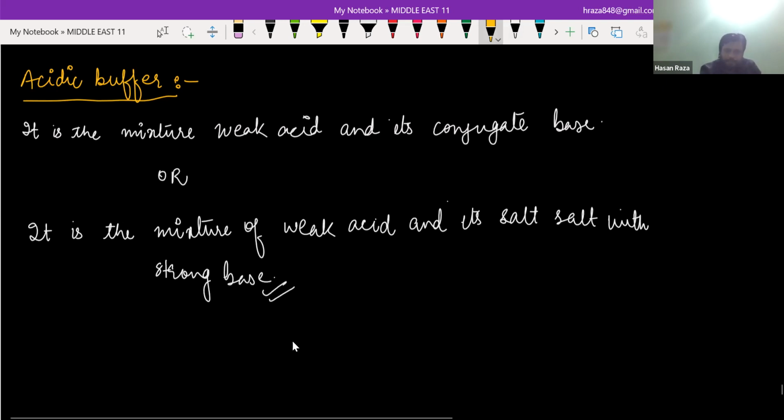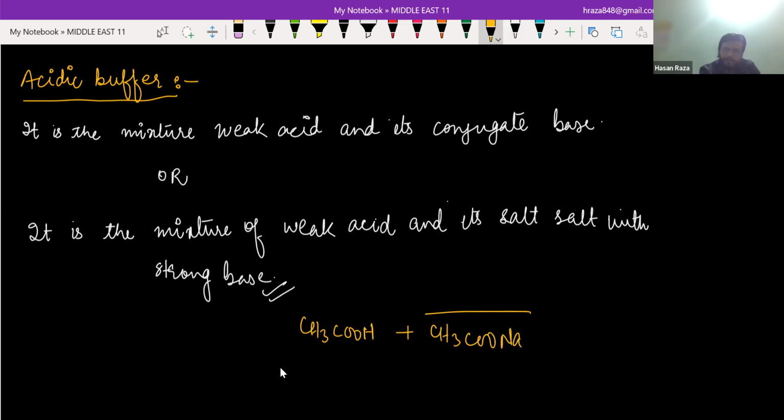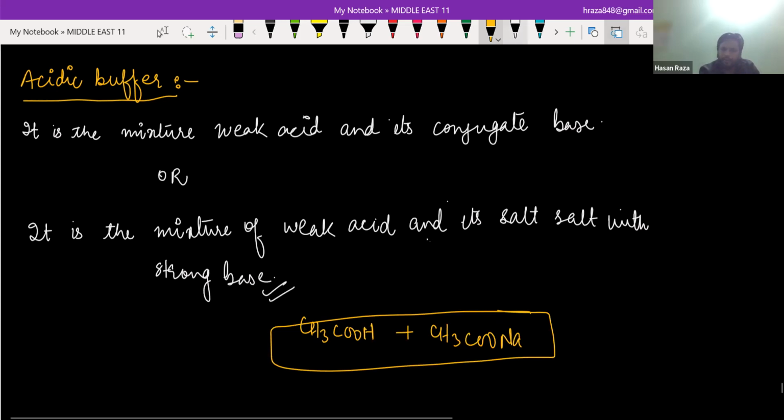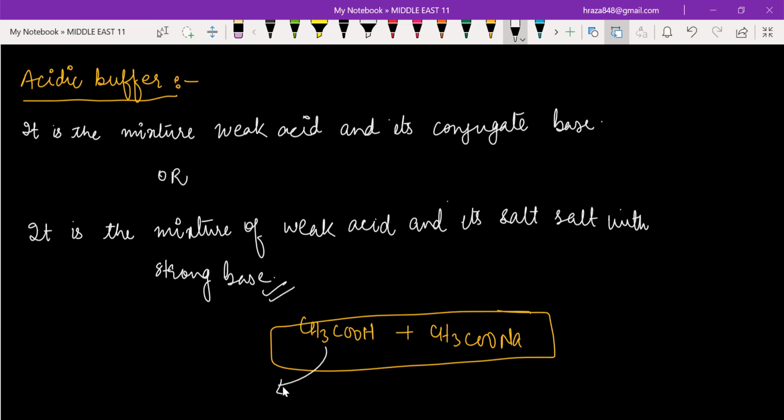Now see. If we have CH3COOH plus CH3COONa, this is a mixture. If I ask, is it buffer solution or not? First, we will check it. Is it weak acid or weak base? All organic acids are weak acids, I wrote it in the notes. So this is basically a weak acid.